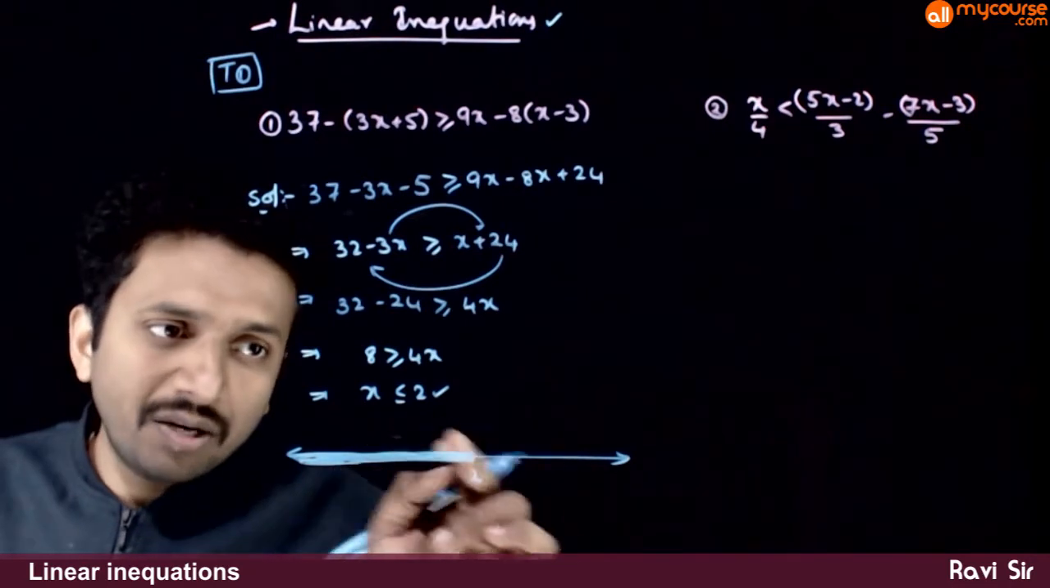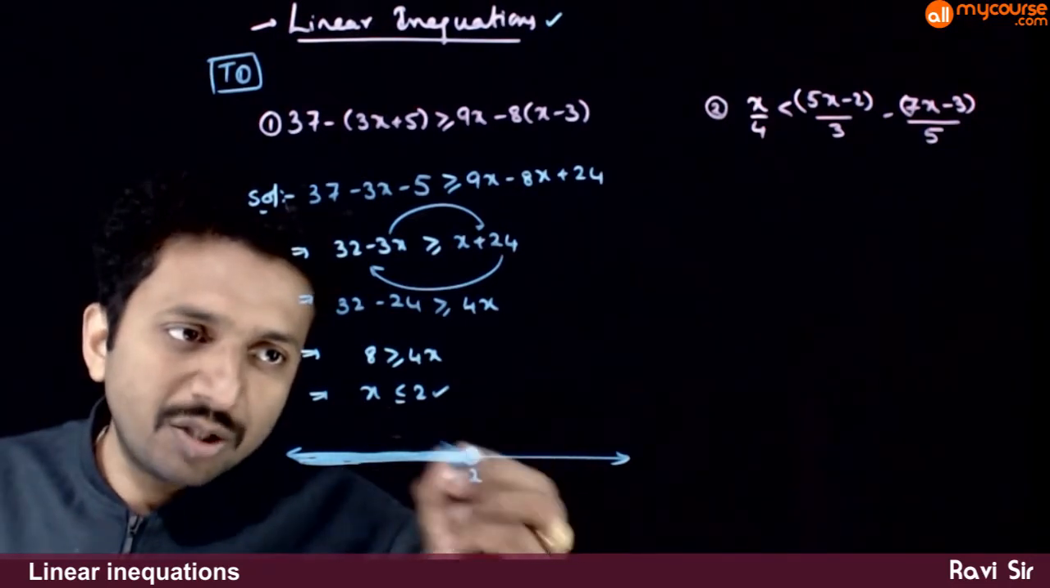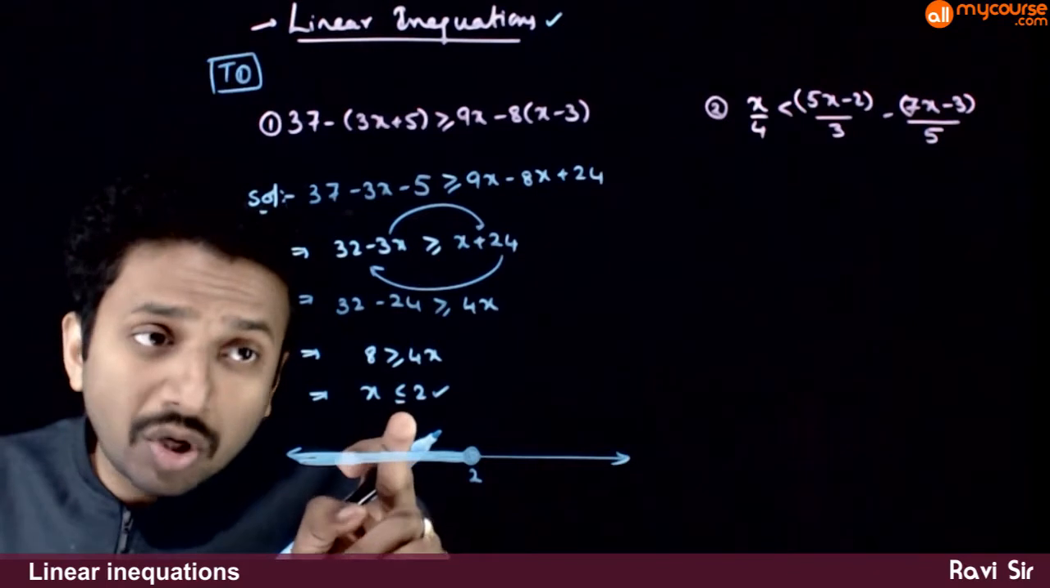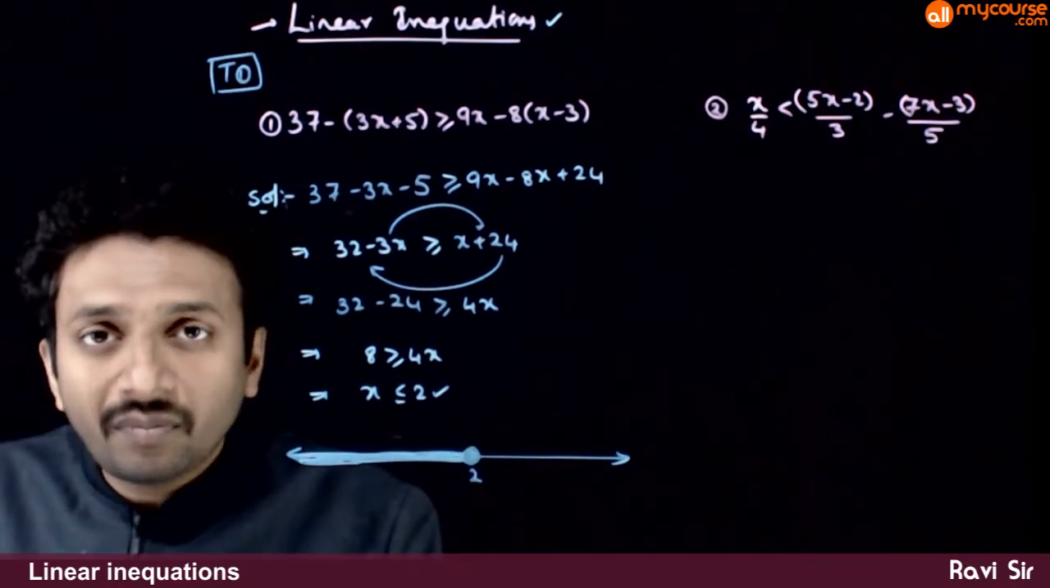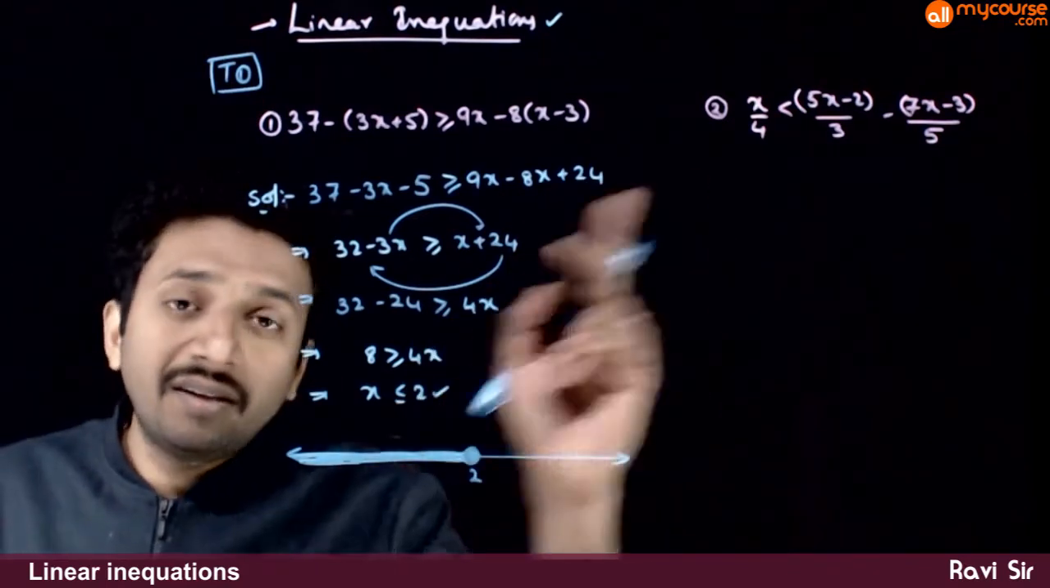So if you have less than or equal to, you use a solid dot here. That means 2 is included. If 2 is not included, we use a hollow dot. Now let us go to the second equation.